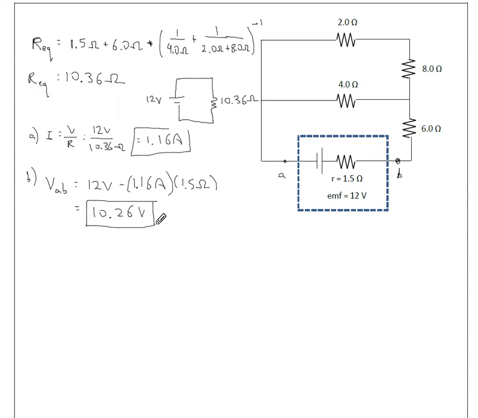If the load that you're attaching a battery to is a lot bigger, then that difference between the terminal voltage and the EMF will be smaller. Whenever the load we're attached to is quite close to our internal resistance, we will see quite a significant drop.